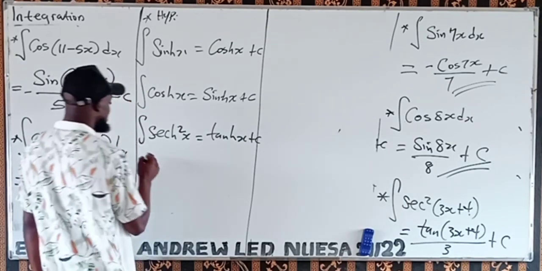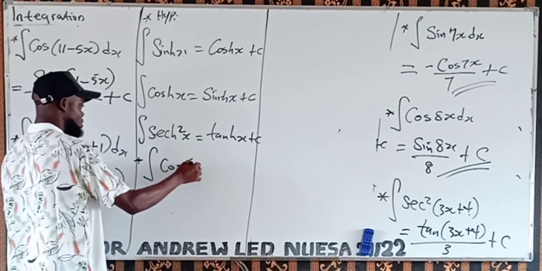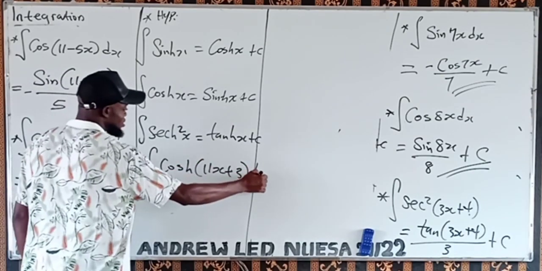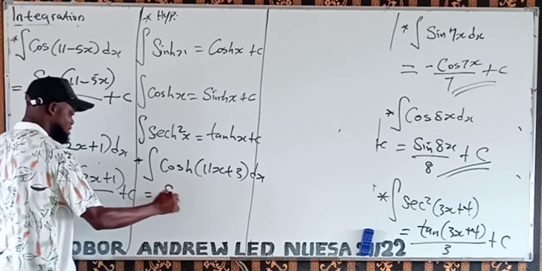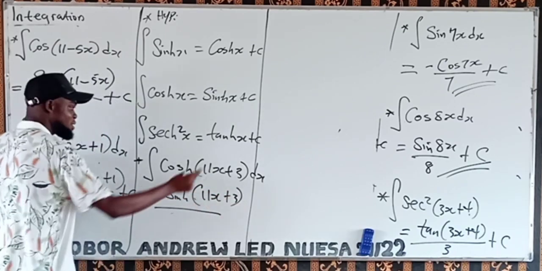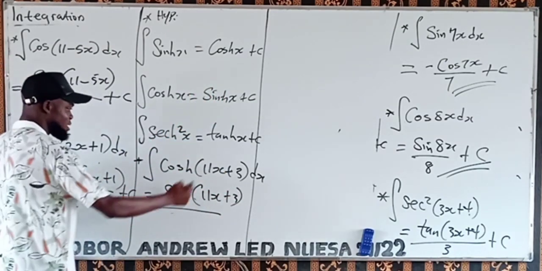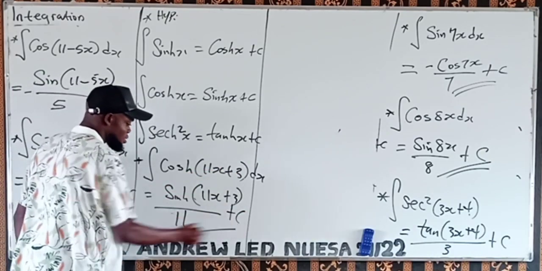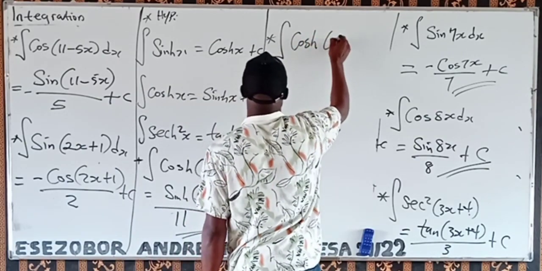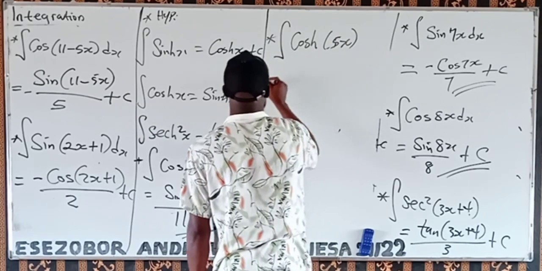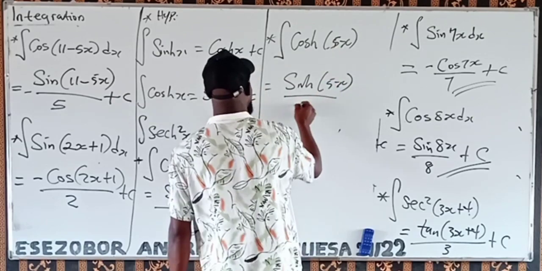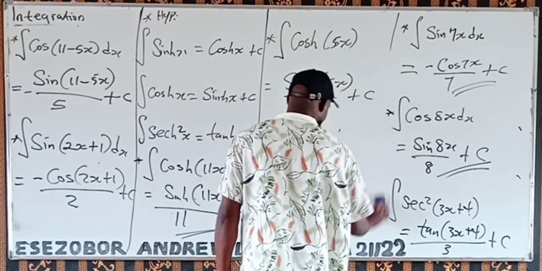So let's say we are integrating cosh(11x plus 3) dx. What will be the answer? If I integrate cosh, I'm going to have sinh. We differentiate 11x plus 3 just as we do for trig, and I'm going to have 11, plus c. I say integrate cosh 5x. I'm going to have sinh 5x over the derivative of 5x, which is 5, plus c. That is very important.